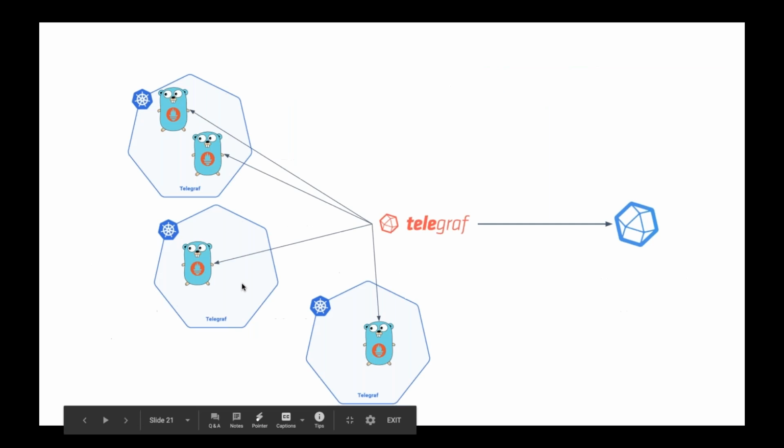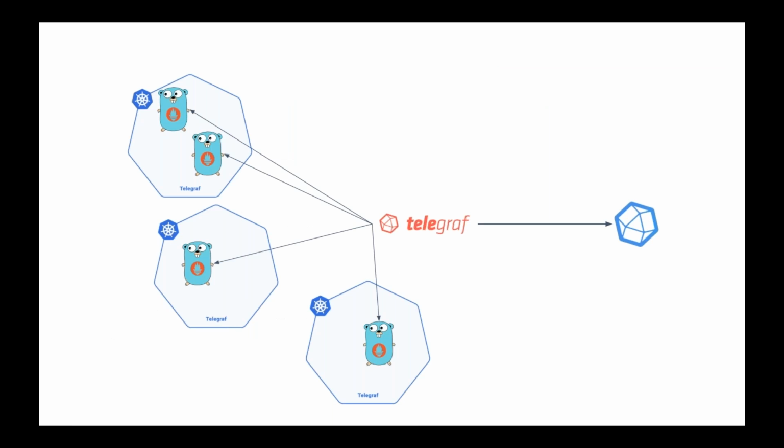Sorry. As I said, if you don't like to have a Telegraf as a sidecar in every pod, what you can do is to have a centralized one that will discover where the containers are, and it will pull the metrics and will push them to InfluxDB.